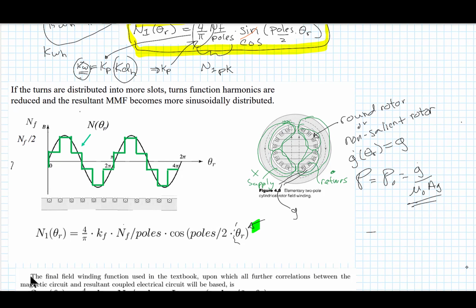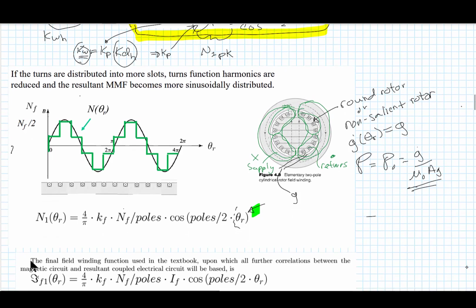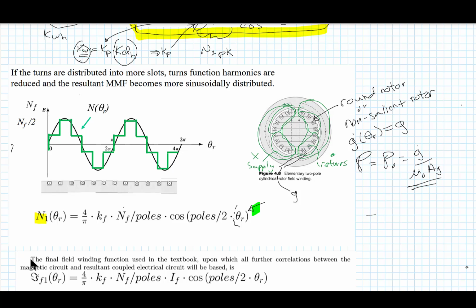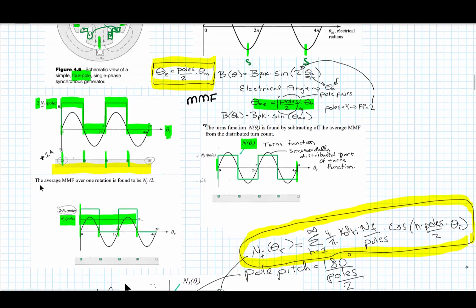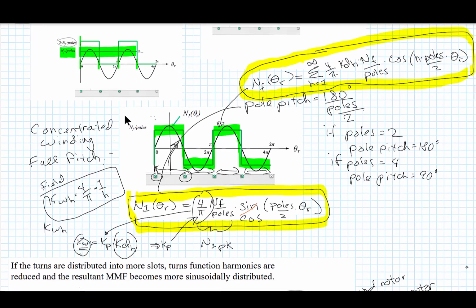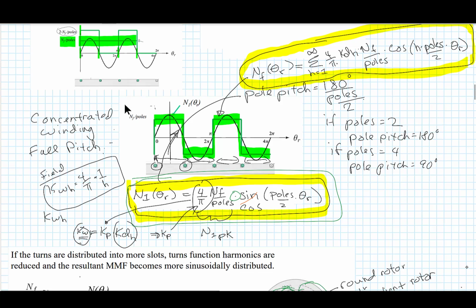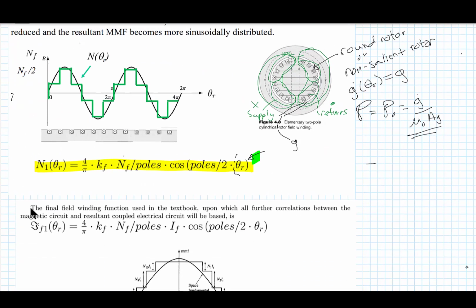Now this is what the MMF, or this is what the turns function would look like for that field winding. And we would have this mathematical representation of it. It looks a lot like the turns function that we derived right here, only we've got another little factor. This was the KF, or KF1. It's equal to 1 here, but here it's not equal to 1, so we have to add that factor in, and that takes into account the distribution of the turns into slots.